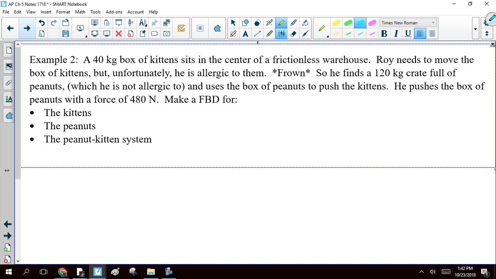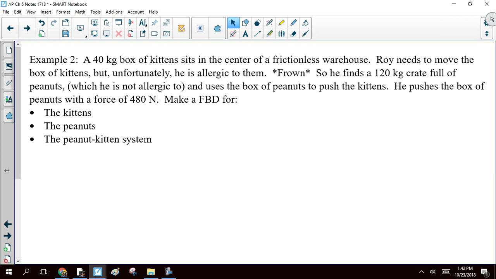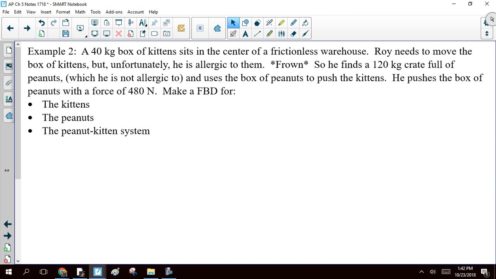So in this example, we've got a 40-kilogram box of kittens sitting in the center of a frictionless warehouse. All right, Roy needs to move the box of kittens, but unfortunately he's allergic to kittens. So he finds a 120-kilogram crate full of peanuts, which he thankfully is not allergic to, and he uses the box of peanuts to push the kittens. He pushes the peanuts with a force of 480 newtons.